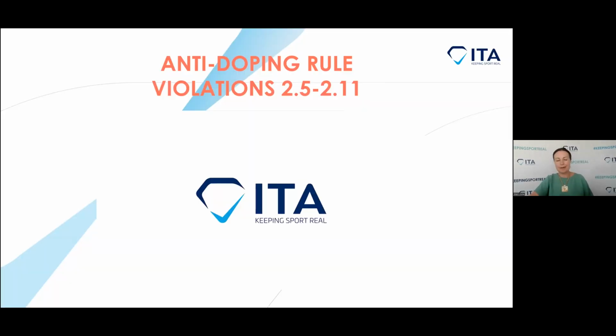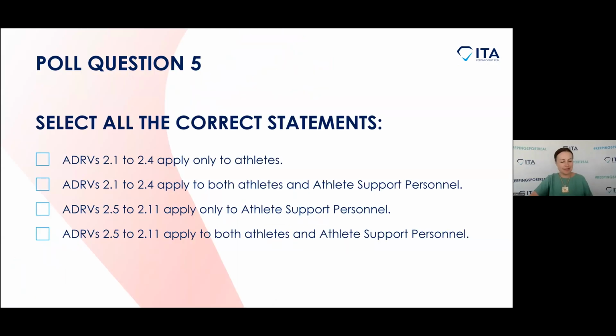Okay, so once again, I hope you were all listening to that video because it's time for our final quiz question of the day. And again, it is a multiple choice question, so there is more than one correct answer. If you think about anti-doping rule violations, please select all the correct statements. Firstly, ADRVs 2.1 to 2.4 apply only to athletes. Option 2, ADRVs 2.1 to 2.4 apply to both athletes and athlete support personnel. Next up, ADRVs 2.5 to 2.11 apply only to athlete support personnel. And the final choice, ADRVs 2.5 to 2.11 apply to both athletes and athlete support personnel.